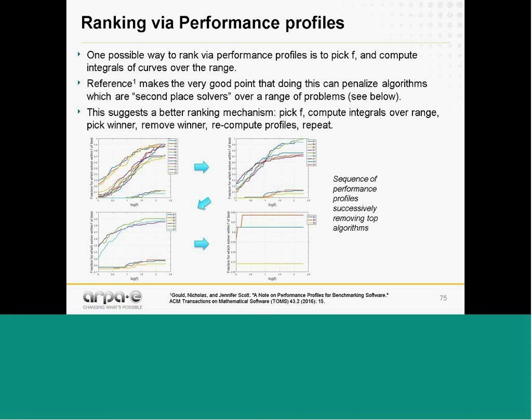The reason we are removing the curve from the first one and repeating is that there's already been publications on this being a little bit biased against somebody who may always be second place. And there's a better way of doing it by basically removing these curves one at a time. Okay? That covers the performance profile mechanism.